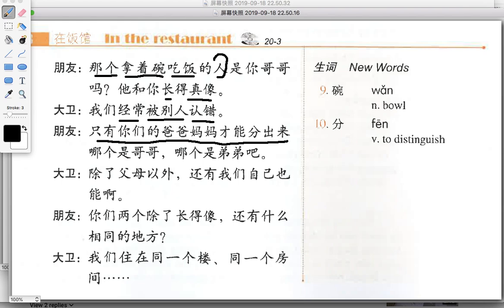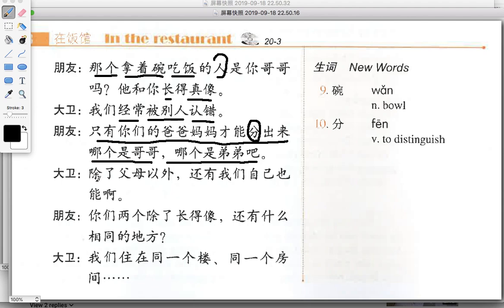Only 你们的爸爸妈妈才, only them, then they can 分. It is not "a minute" anymore, it is to recognize, to differentiate. Actually, 分 has a very commonly used meaning, which is to separate, and the recognize, differentiate meaning comes from that, I think. 出来 is again the outcome of the action of separate. 分出来 what? Which one is the older brother, or which one is the younger brother?